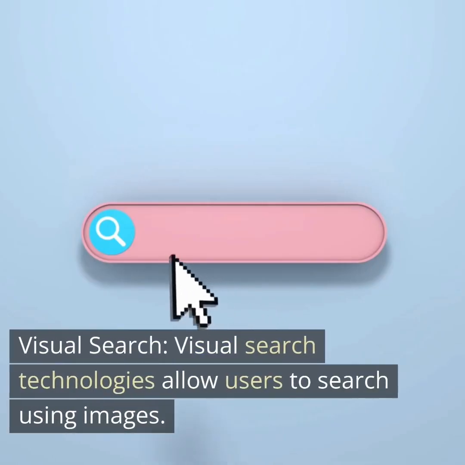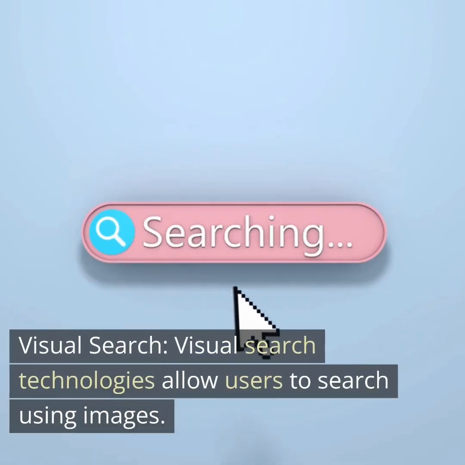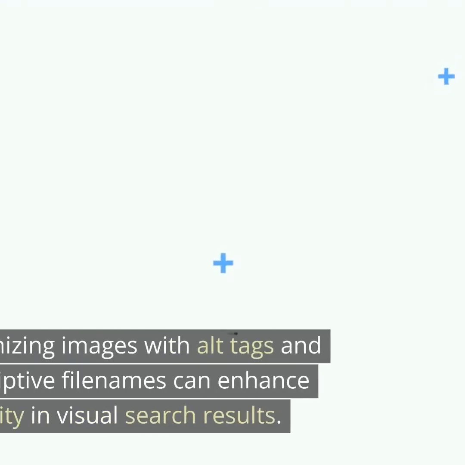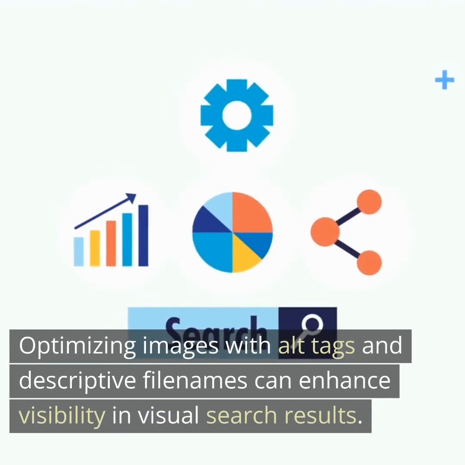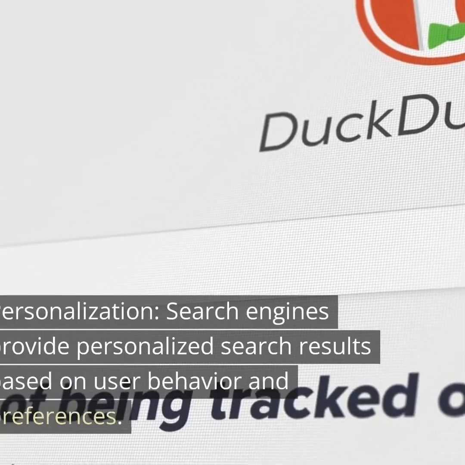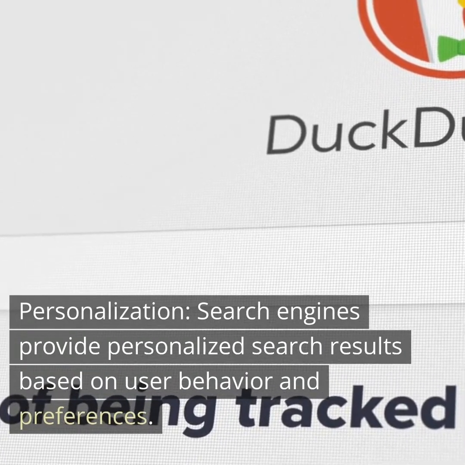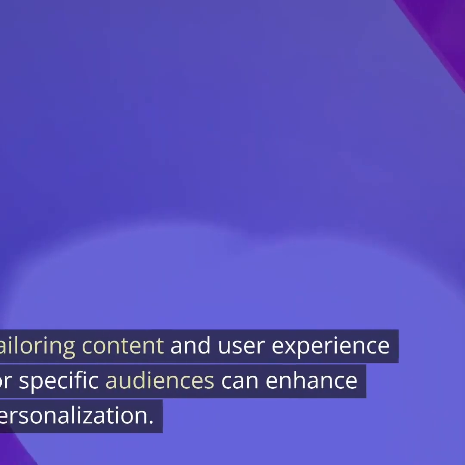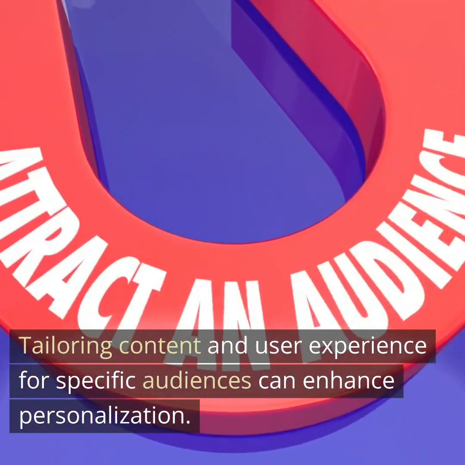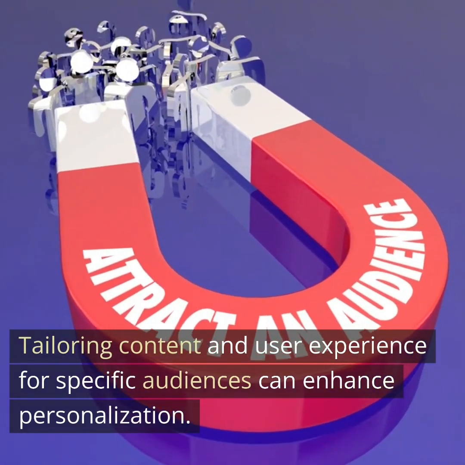Visual search. Visual search technologies allow users to search using images. Optimizing images with alt tags and descriptive file names can enhance visibility in visual search results. Personalization. Search engines provide personalized search results based on user behavior and preferences. Tailoring content and user experience for specific audiences can enhance personalization.